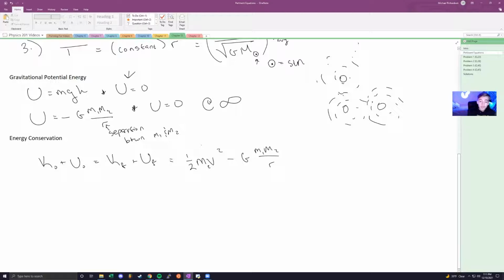So that's really it on the pertinent equations for this chapter. While there are other things like escape velocity, I actually have problems on that where we'll talk about that more, because those are highly specific cases. So let's get into it.